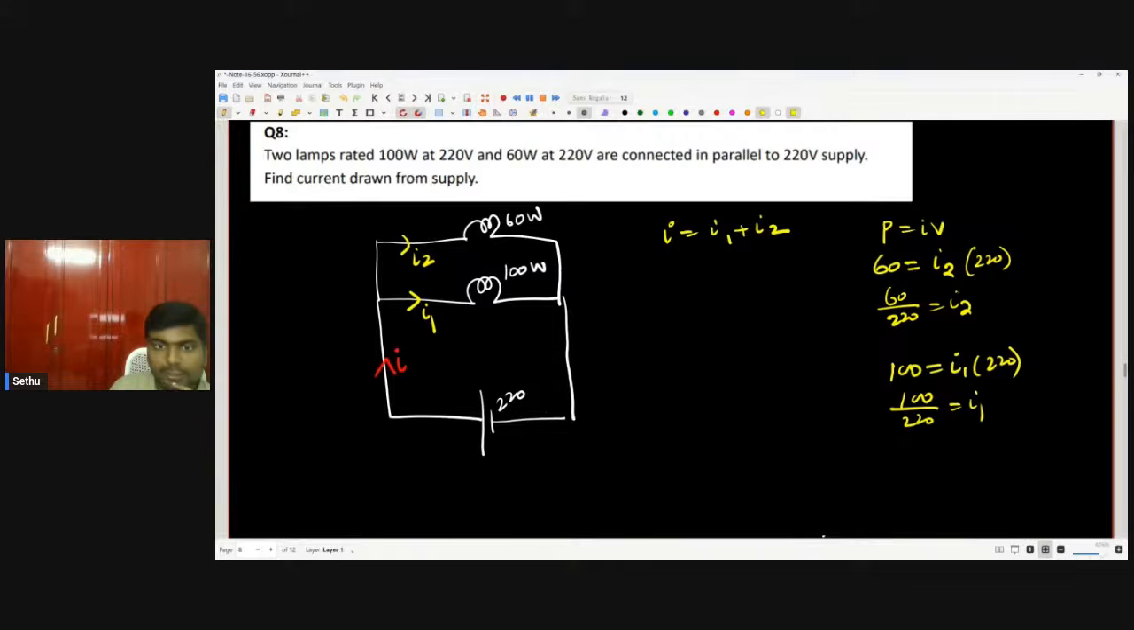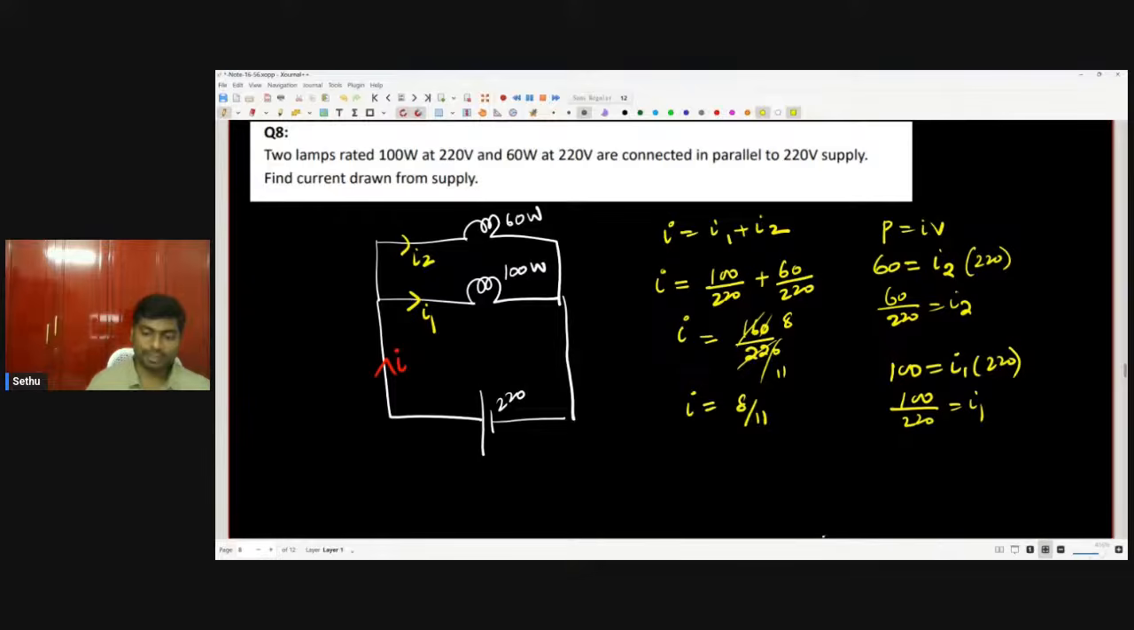So what is I1 plus I2? I must be equal to I1, 100 by 220, plus I2, 60 by 220. So this is 160 divided by 220. How much is this? Dividing by 20, this is 8 by 11. I must be equal to 8 by 11. That is the current drawn from the supply.